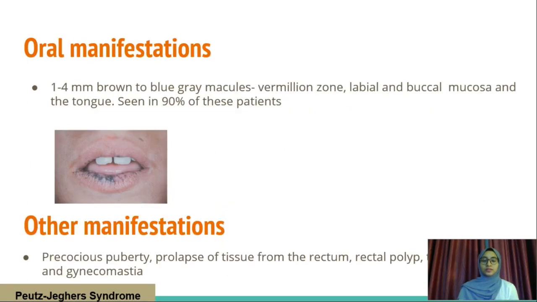The oral manifestation seen in Peutz-Jeghers syndrome is 1 to 4 mm brown to blue-gray macules, primarily affecting the vermilion zone, labial and buccal mucosa, and the tongue. Other manifestations include precocious puberty, which is puberty occurring at an unusually early age, prolapse of tissue from the rectum, rectal polyp, testicular mass, and gynecomastia.